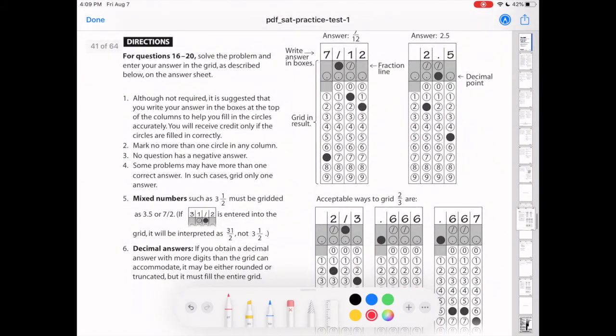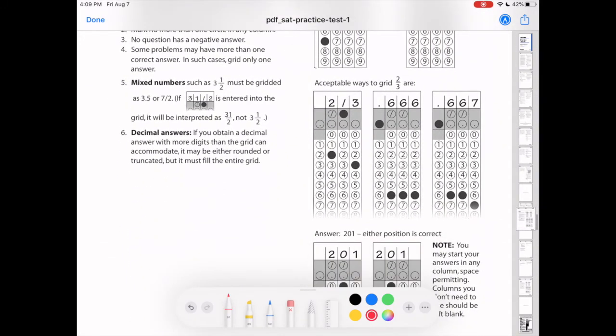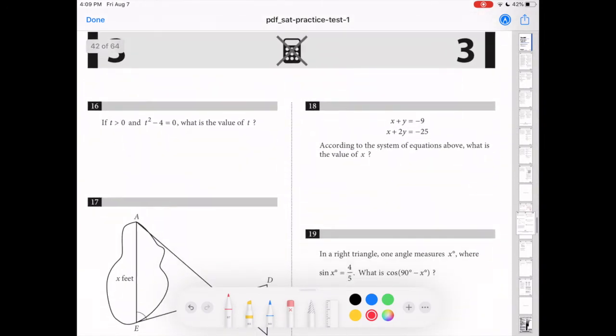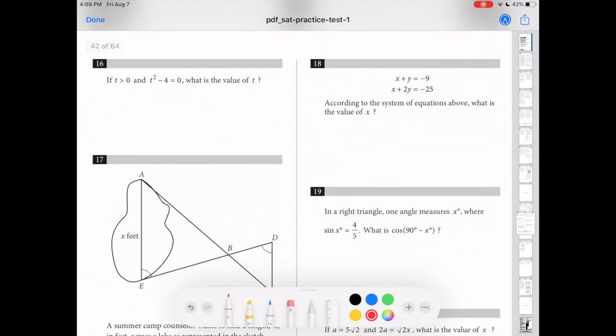Alright, so that concludes the multiple choice section. Now it's time for some bubbling section fun. So question 16, more algebra. This is a simple solve.